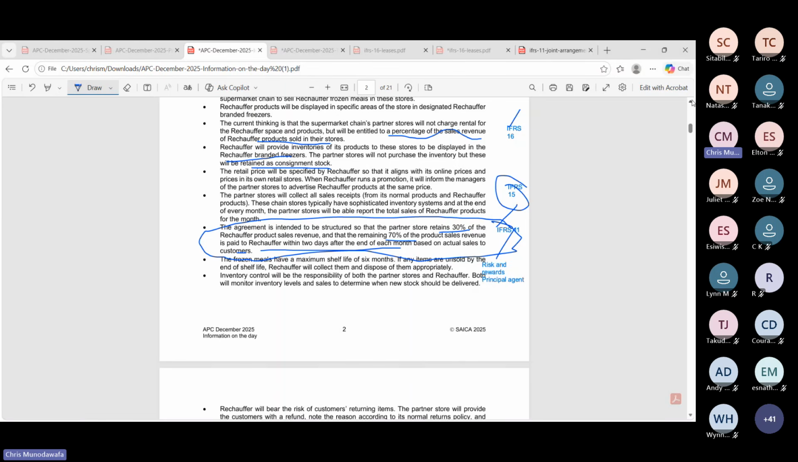But the frozen meals have a maximum shelf life. If any items are unsold by the end of the shelf life, Reshuffle will collect and dispose of them. Inventory control will be the responsibility of both partner stores and Reshuffle. Both will monitor inventory levels and sales to decide when new stock should be delivered. So the question is, does it give both parties joint control?